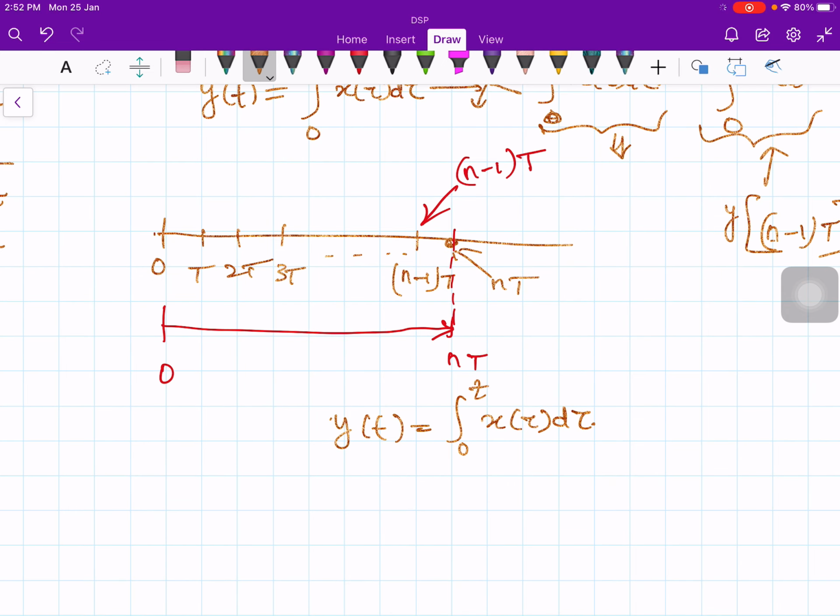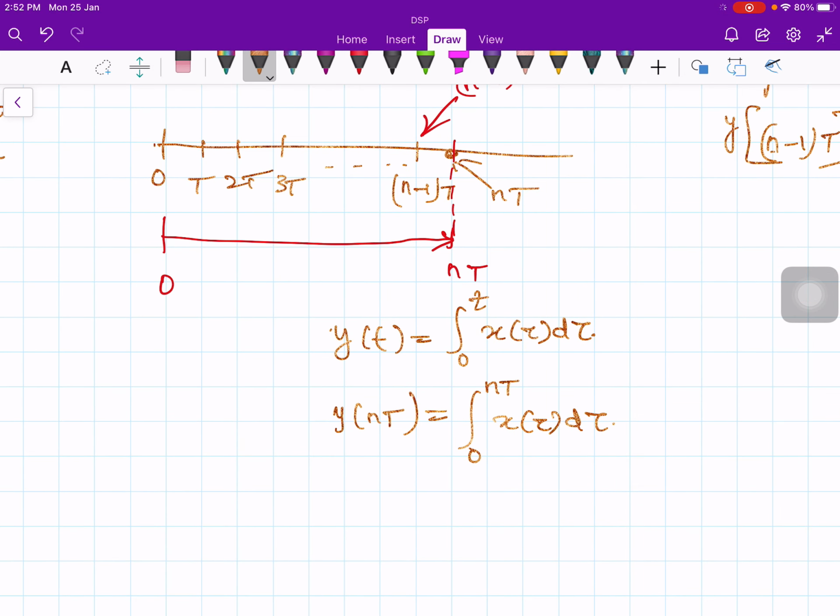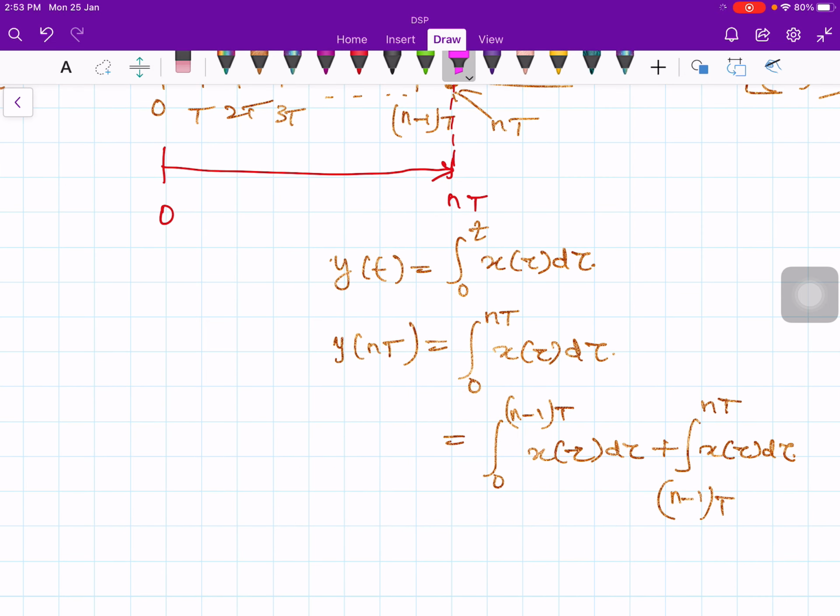The moment you sample it, you will get y of nT is equal to integral of 0 to nT x of tau d tau. Now break this integral into two integrals: 0 to (n minus 1) times capital T x of tau d tau, plus integral of x of tau d tau from (n minus 1) times T to n times capital T. Now if the upper limit is nT, the argument is nT, output argument is nT.